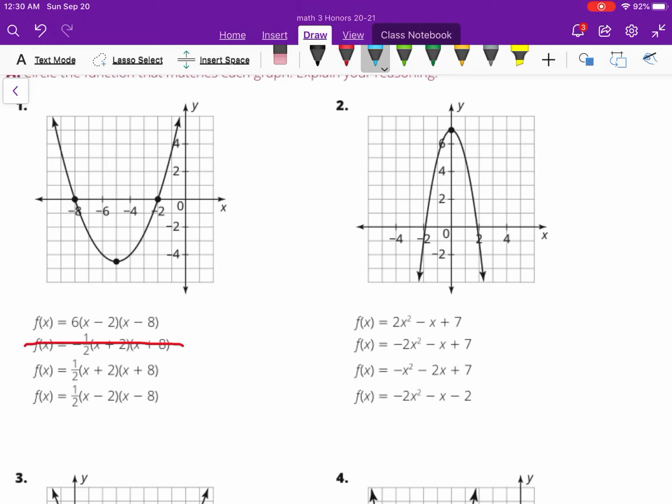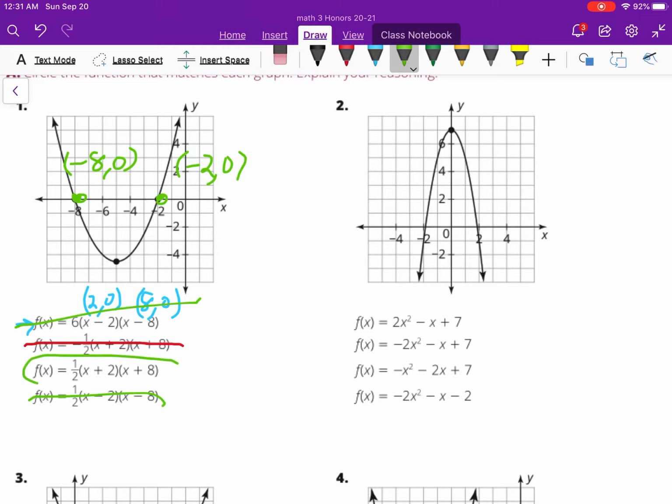Let's start with this first one and check these roots. These roots here are 2, 0 and 8, 0, because we take the opposite of. However, if we notice, the graph's roots are negative 8, 0 and negative 2, 0. Therefore, this one is also not right. Even though it's concave up, the roots are not matching. We can also see that these roots are not matching for the same reason. Therefore, it has to be that one.